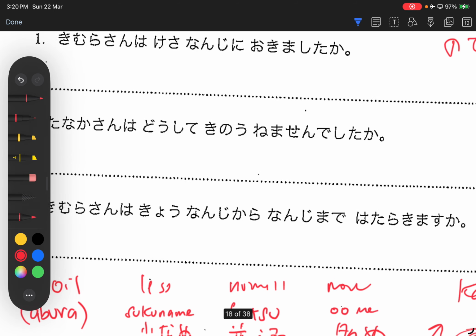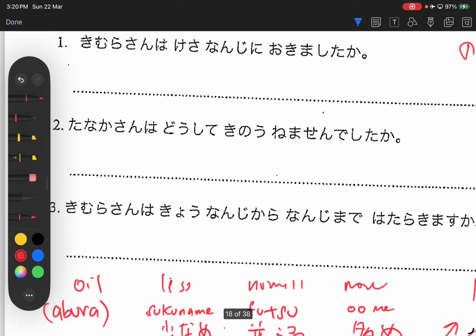Okay, next. Tanaka-san wa doushite kino nemasen deshita ka? 田中さんは英語の試験 So どうして means why, so why yesterday never slept. Okay, this one's a little bit complicated. 英語の試験ですから一晩中勉強しました. So basically the question is why he did not sleep. So he didn't sleep because he studied the whole night.